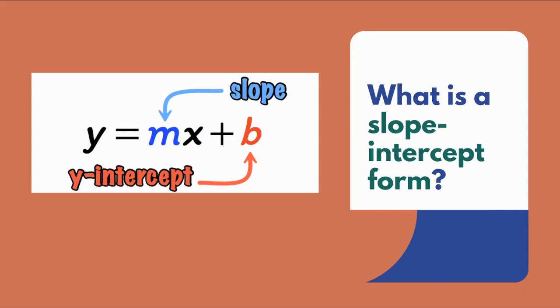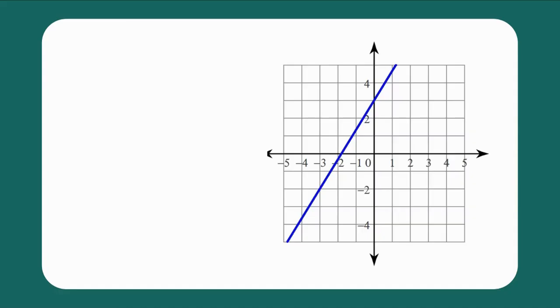Just to remind ourselves before we move on, slope-intercept form is y equals mx plus b, where m is the slope and b is the y-intercept. So let's look at an example together. We'll walk through some steps for how to write the equation of this line in slope-intercept form.